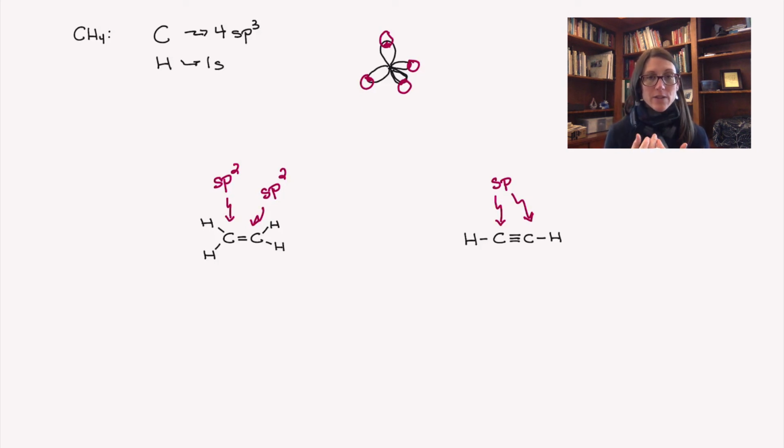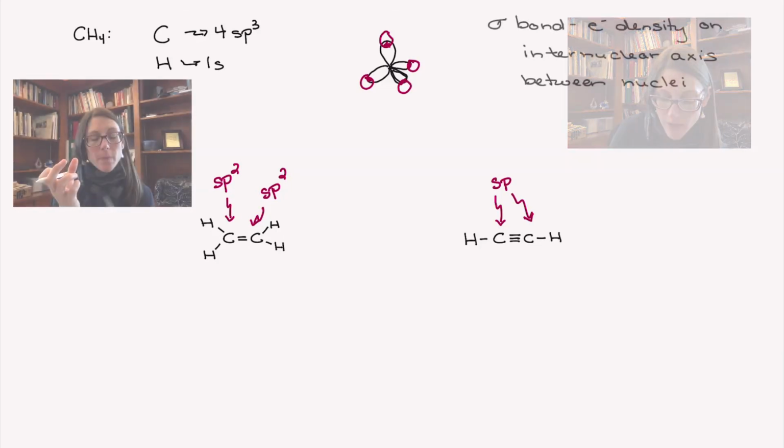In our example of CH4, the hybrid orbital on the carbon and the unhybridized s orbital on the hydrogen are overlapping in a head-on fashion, where the electron density is concentrated between the 2 nuclei. This is called a sigma bond.